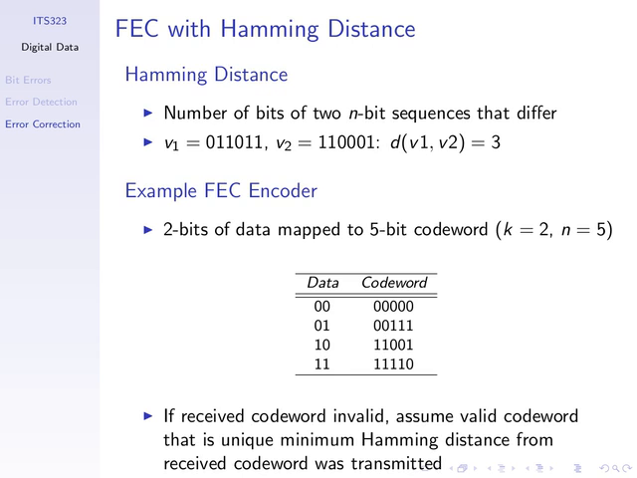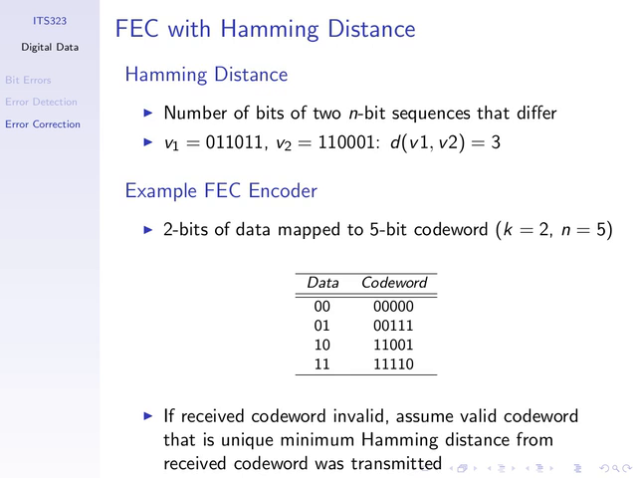First bits are different, that's 1. The second bits are different, that's 2. Third bits are the same. The fourth bits are different, that's 3. And the last bits are the same, so there are 3 bits different. Therefore the Hamming distance is 3. And the last one? 4 bits are different.